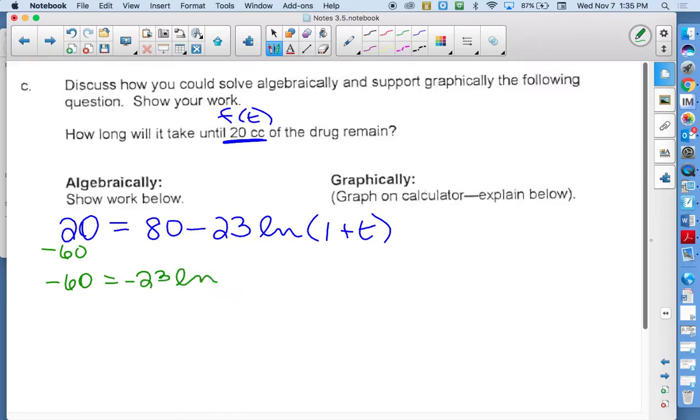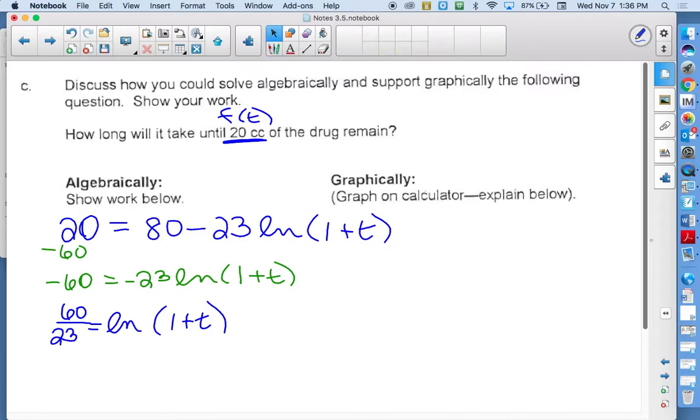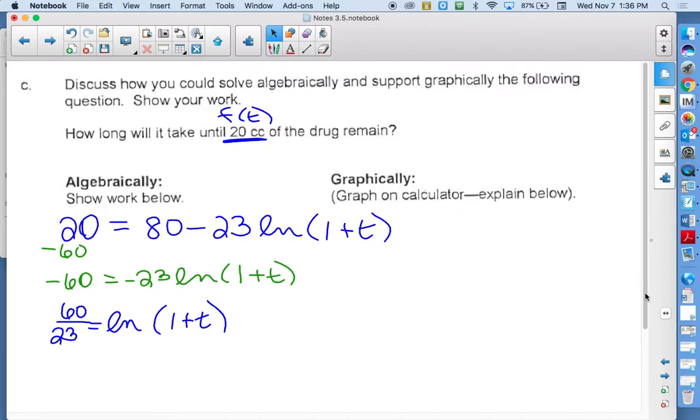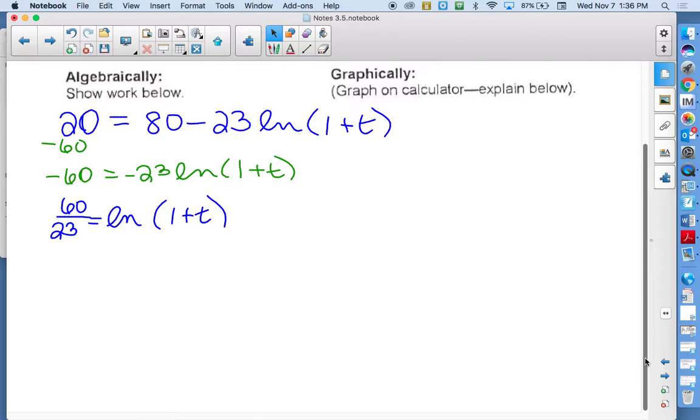So our goal is to get the natural log part by itself, and then divide by negative 23. So if we divide by negative 23, we have 60 23rds is equal to the natural log of 1 plus t. And I caution you not to always try and convert something to a decimal. Keep it as the exact fraction, even though it's not really a nice fraction to look at, it's still exact. The more you round, the less exact your answer is. So just keep it as 60 over 23. It's not hurting you to write it as 60 23rds.